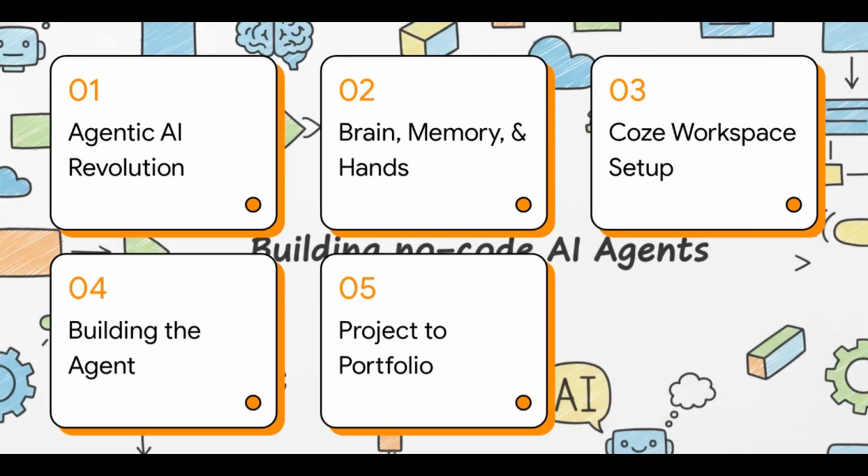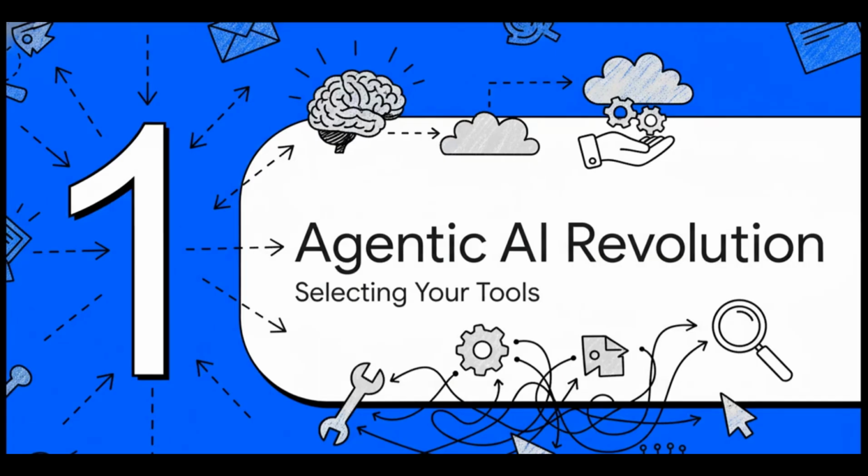So here's our game plan. We're going to start with the big picture, the revolution that's happening right now. Then we'll break down the anatomy of an agent, what makes it tick. After that, it's all hands-on. We'll set up our workspace in Coze, build a career consultant step by step. And then, and this is crucial, I'll show you how to frame this project so it looks amazing in your professional portfolio.